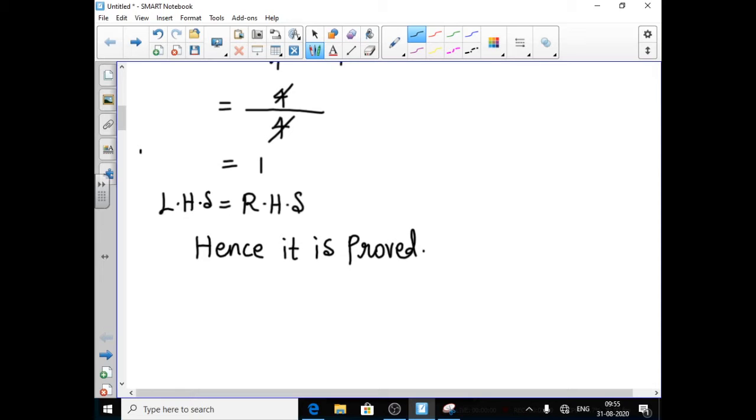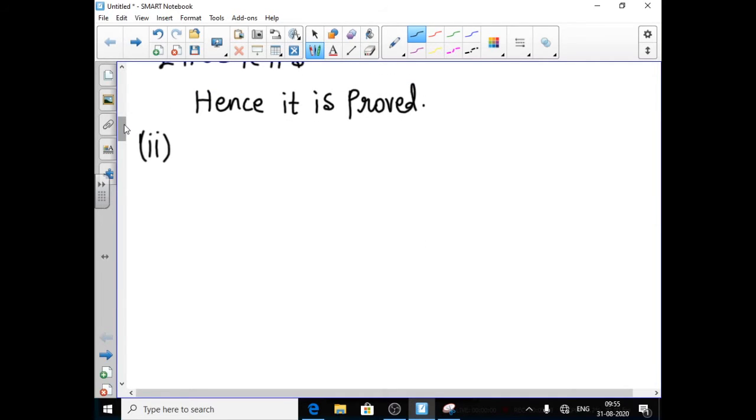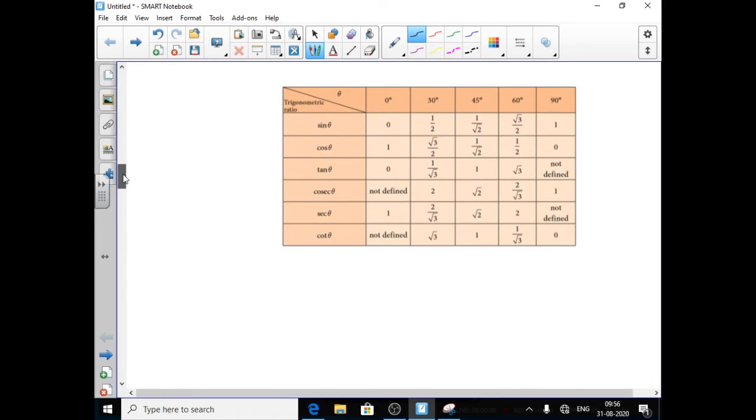Then next one, second subdivision. The second subdivision is 1 plus tan square 30 degree is equal to secant square 30 degree. Okay. 1 plus tan square 30 degree is equal to secant square 30 degree. Okay. See this.